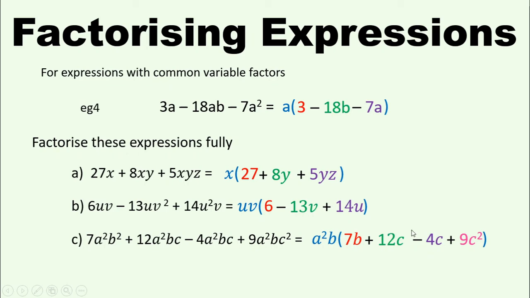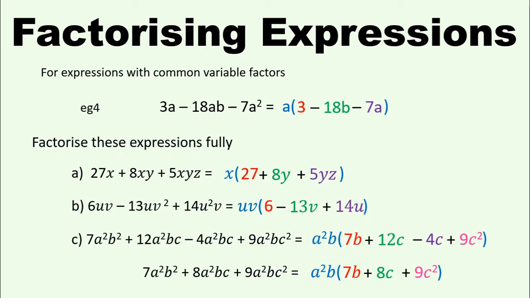However, 2 of these terms are just some number of c, 12c minus 4c. They're like terms, so they could be simplified. 12c take away 4c is 8c, which leaves me with an expression which is factorized, but I've only got 3 terms inside the bracket. Now that's not a problem so long as the original expression could also have been simplified. And 12a squared bc minus 4a squared bc, they're also like terms. They could also be grouped together. 12 minus 4 is 8. So that would also be 8a squared bc.